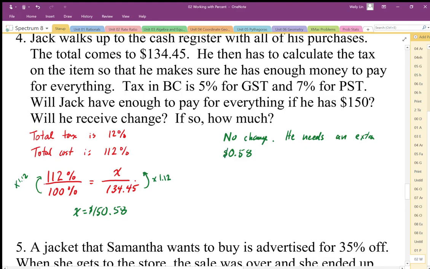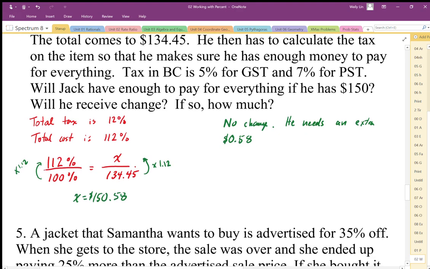Okay, so this is something that you guys need to think of. If you're buying something, you have to consider taxes. Okay, so what they show on the label is not necessarily what you're going to pay.